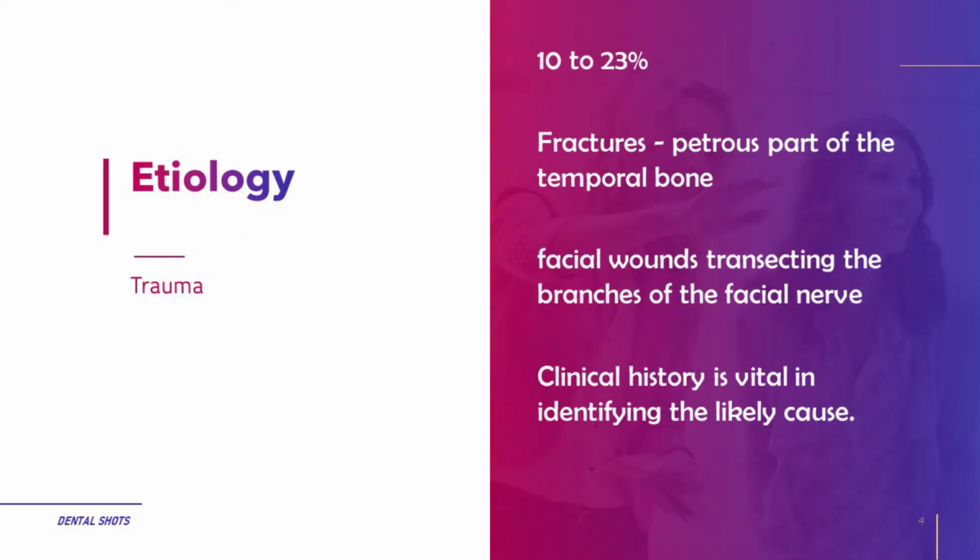Facial palsy can also occur after trauma, which contributes about 10 to 23% of all facial palsies. Mostly it is a fracture of the petrous part of the temporal bone, or a facial wound which transects a branch of the facial nerve. The clinical history is very important to identify the etiological origin of the facial palsy.